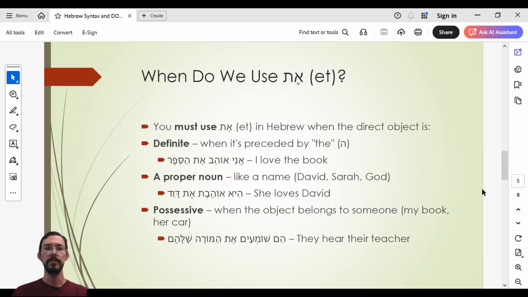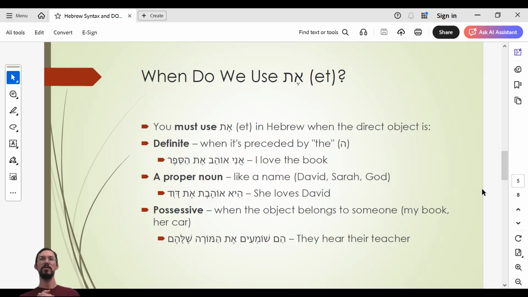Now when you're constructing sentences, and this is where it came up from my previous class, we were trying to construct sentences on our own. This is where it comes in handy. You must use the et, the direct object marker in Hebrew, when the direct object is a definite or proper noun, possessive as well, right? So when you would string a sentence like "I love the book" and you'll have it, ha-sefer, you would use et.